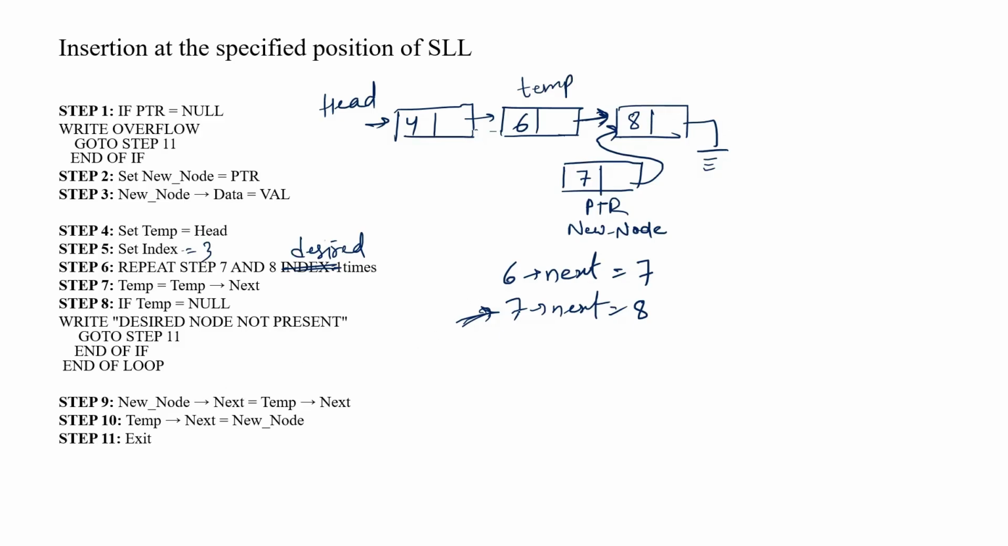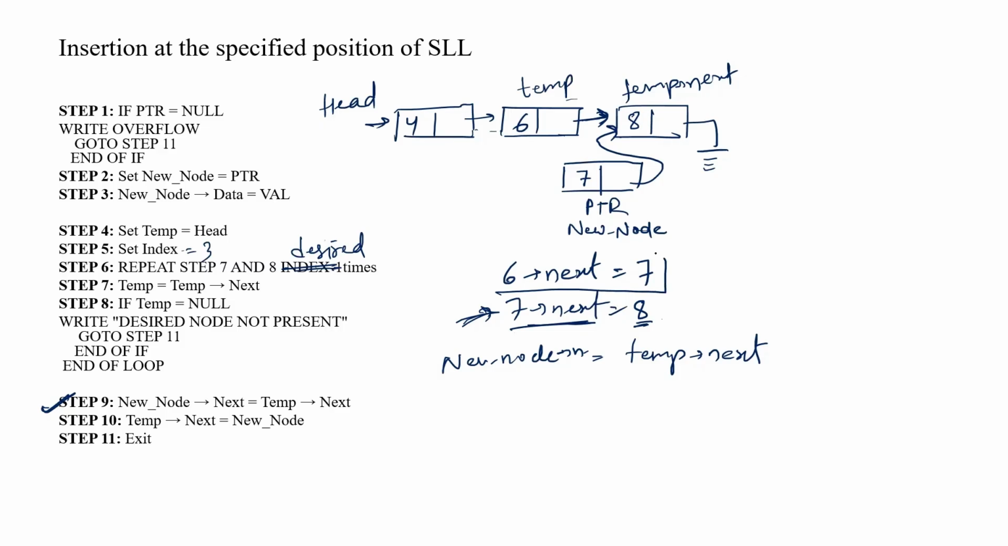So you can see what is 7 to next. 7 means 7 is your new node. The new node to next is equal to 8. What is 8? 8 is your temp to next. This value is your temp to next. So instead of 8, I'm going to write temp to next. So new node to next is equal to temp to next. And this is your step number 9.